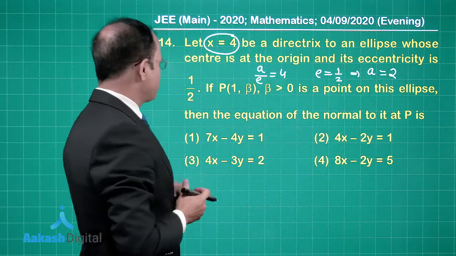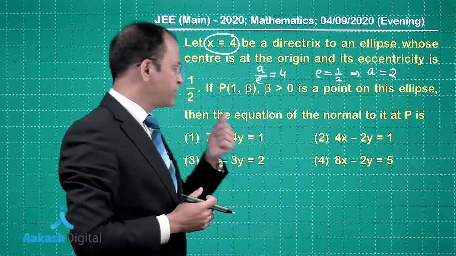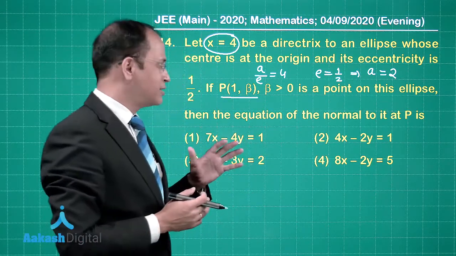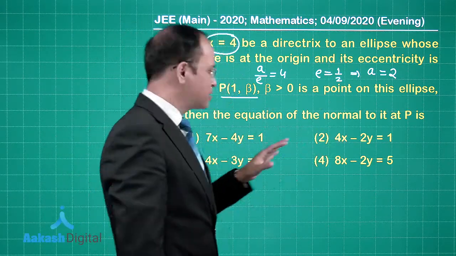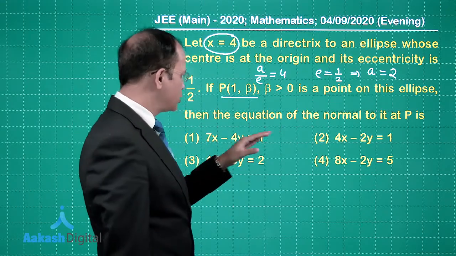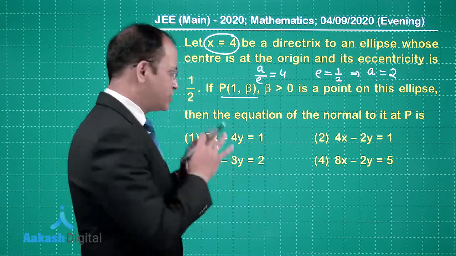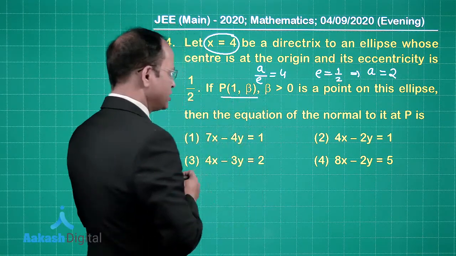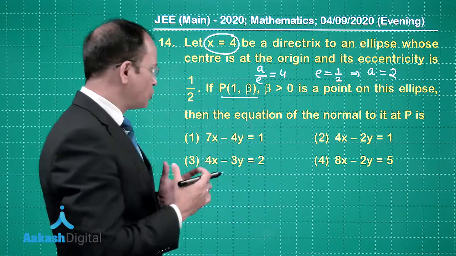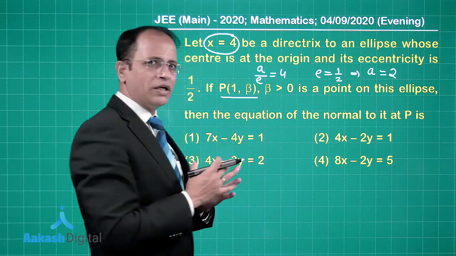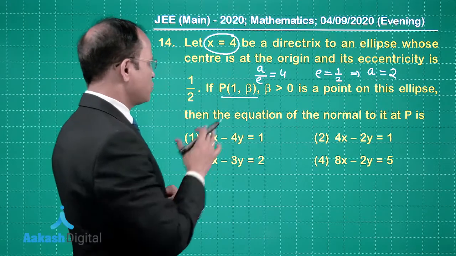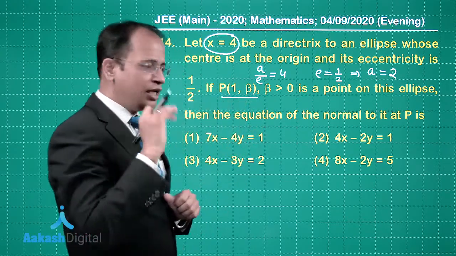And also you have been given one more very important thing. If P(1, beta), where beta is greater than 0, is a point on this ellipse, then you have to find the equation of the normal to it at P, right? So this is what we have to find. Since beta is not known to us, we have to substitute in the given equation. So first of all, let's find the equation of the ellipse.